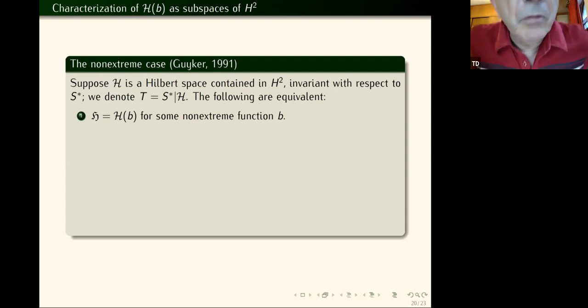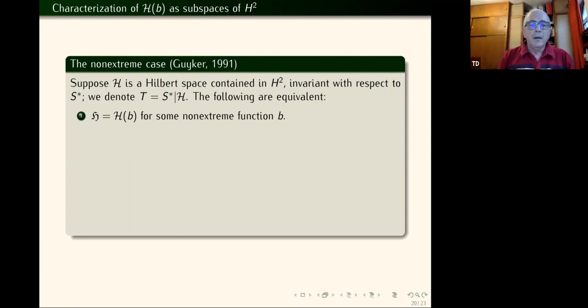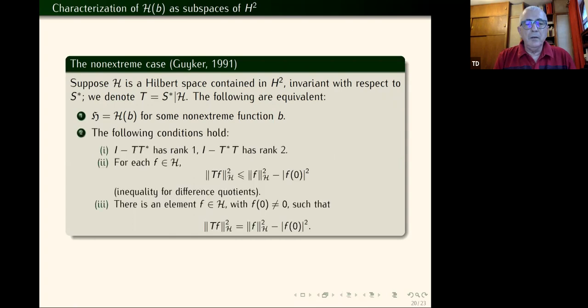I start with the non-extreme case, which is a little more complicated. It was shown by Geiger in 1991. Of course, you have to put from the beginning the condition that the space has to be invariant with respect to S star. And then it is equal to H(B) for some non-extreme function B if and only if these conditions hold.